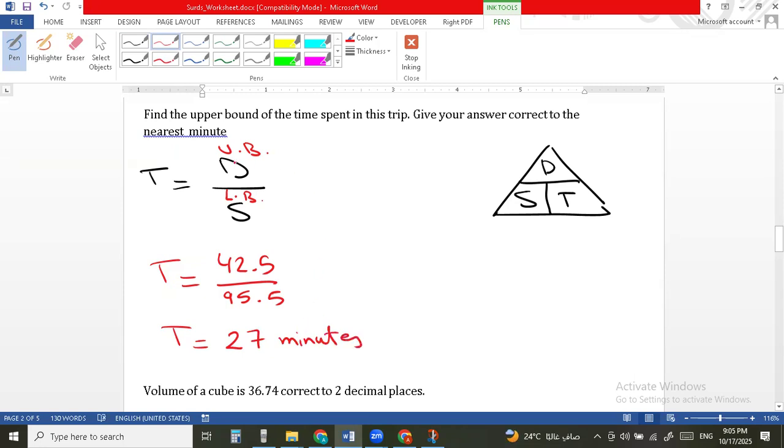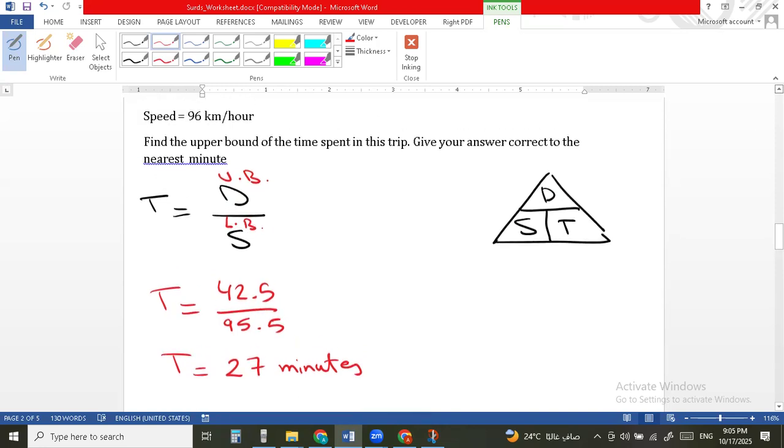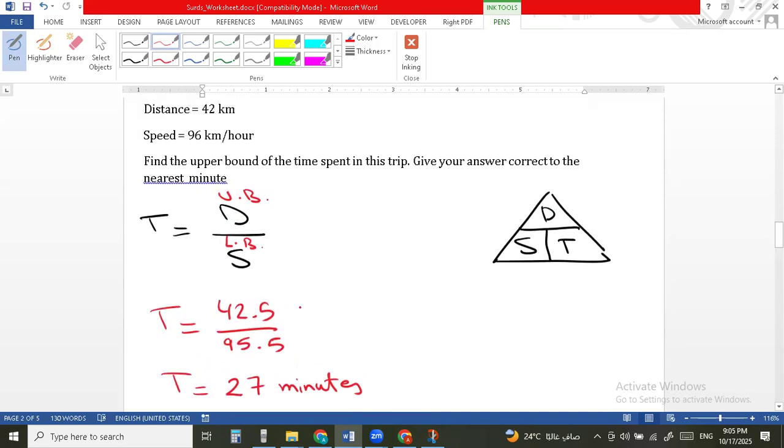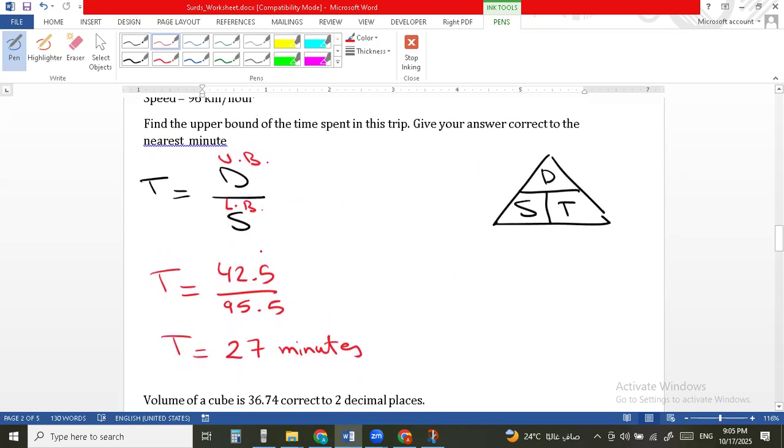Again, all that I've done is knowing that the time is equal to distance over speed. So distance over speed, I'm going to get the upper bound of the distance. And we found that the upper bound of the distance is 42.5, while the lower bound of the speed, because it is being divided, is 95.5. Dividing both of them and multiplying the answer by 60, you're going to find that it is 27 minutes exactly.